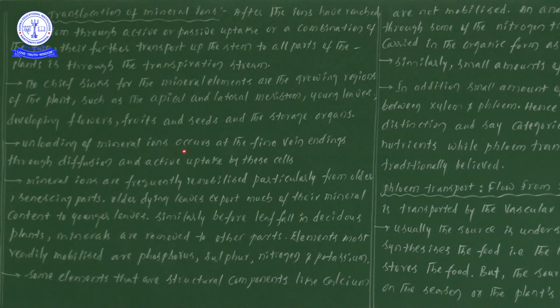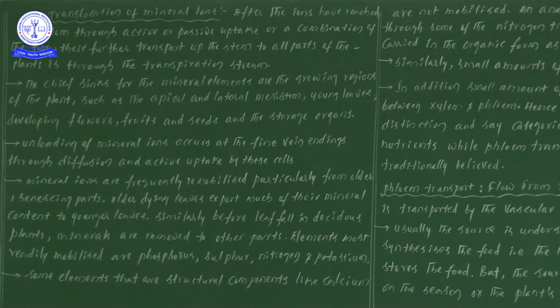Unloading of mineral ions occurs at the fine vein endings through diffusion and active uptake by these cells. One more time, unloading. So we know very well, unloading also we know very well. Unloading of mineral ions occurs at fine vein endings, meaning the unloading process.